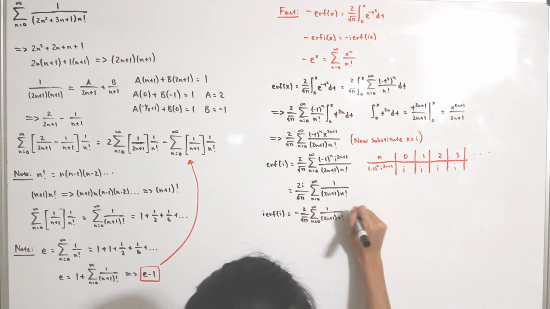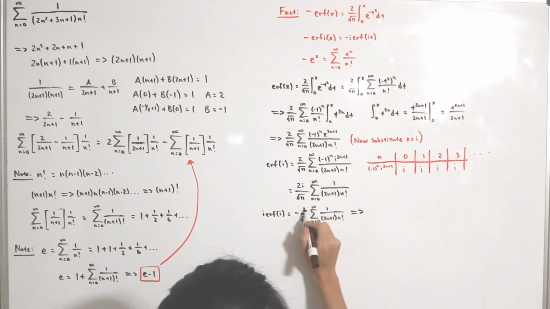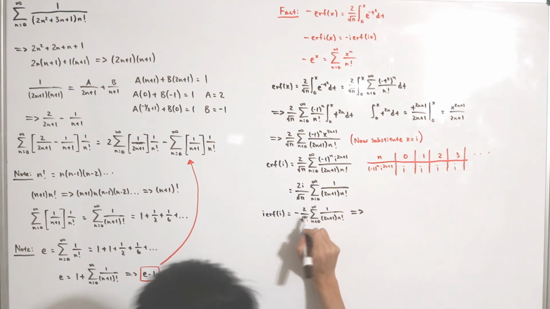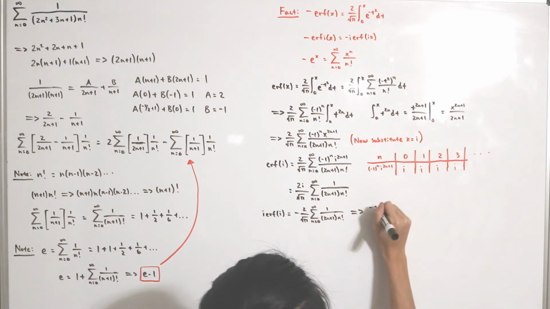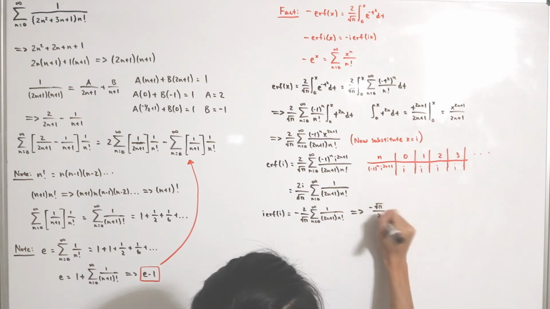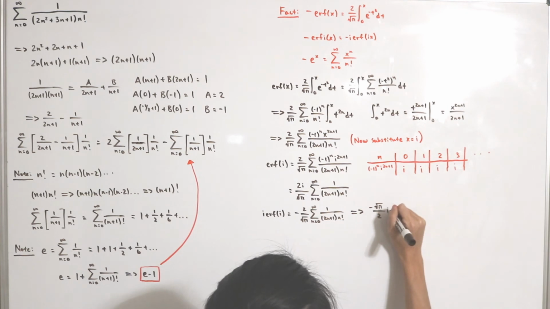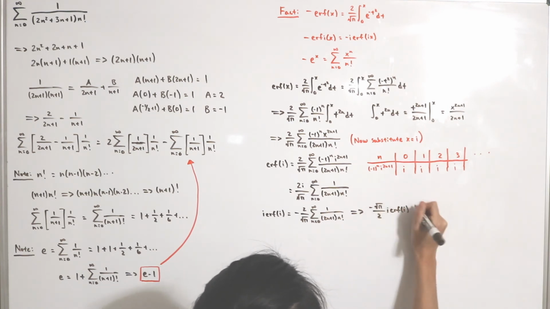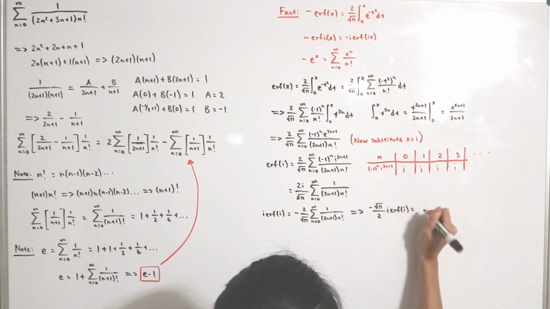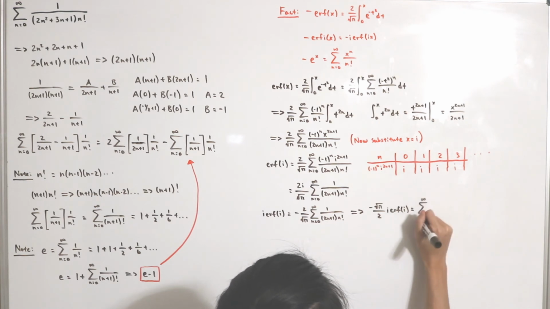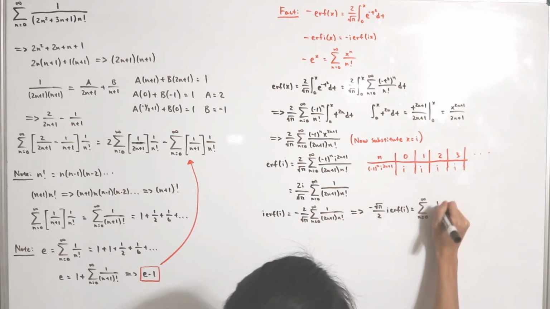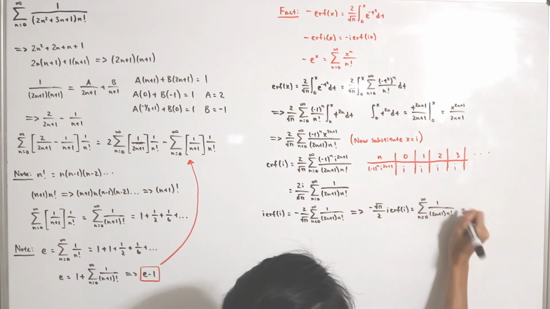Okay, and now I can just divide -2 over the square root of pi to both sides. And then we'll just get negative square root of pi divided by 2, and then i times the error function of i, and this is just equal to our series, n from 0, of 1 divided by (2n plus 1) n factorial.